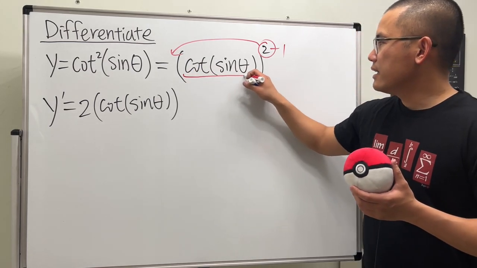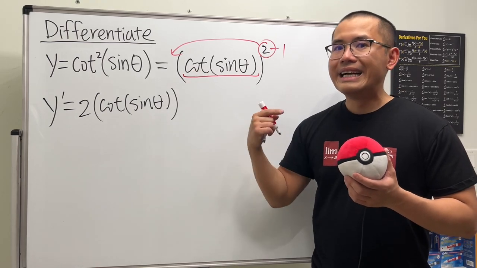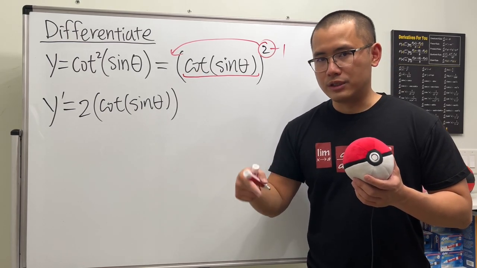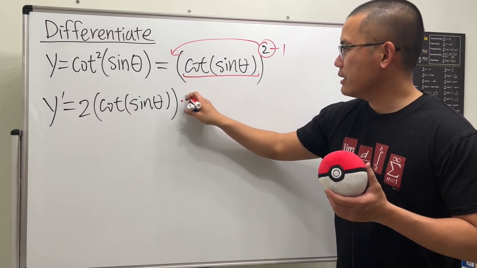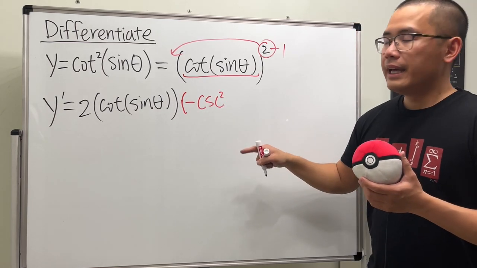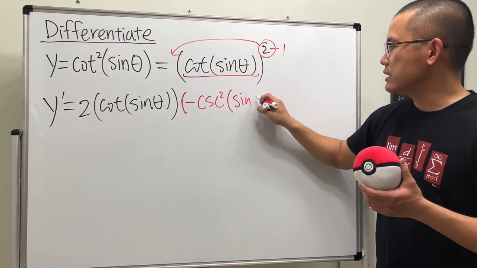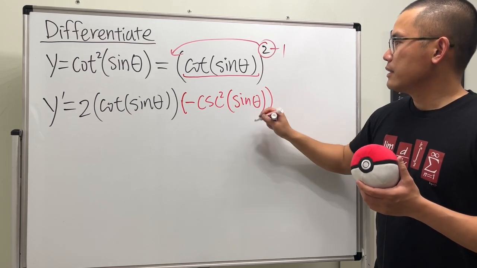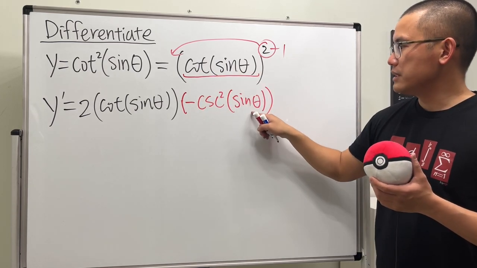We look at the inside and differentiate that. Differentiating cotangent, we get negative, what? Cosecant squared. So this right here will give us, and that's multiply, right? So multiply negative cosecant squared. And the input here stays the same. So we just put down parentheses with sine theta like this. So we differentiate cotangent, we get this, and then the input stays the same.